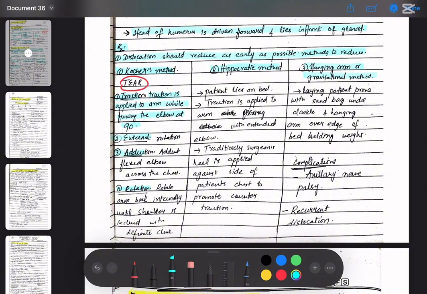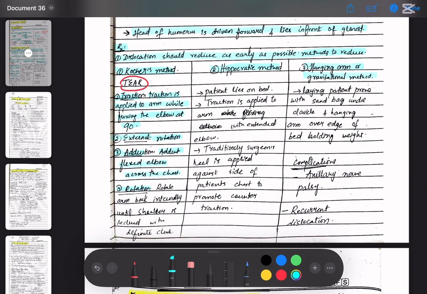Then you will do the external rotation. First of all traction, then external rotation. Then you will do adduction of the flexed elbow across the chest. Adduct the flexed elbow across the chest. Okay, now you are fixing the shoulder dislocation.